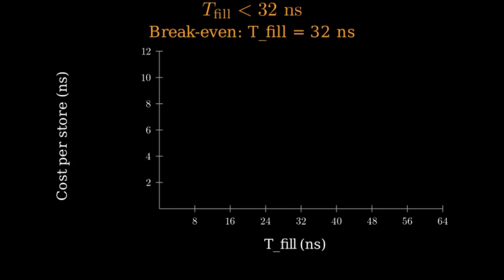They cross at T_fill equals 32 nanoseconds, cost equals 8. To the left of 32, green is below red, so write-allocate with write-back is better. To the right, write-no-allocate with write-through is better.